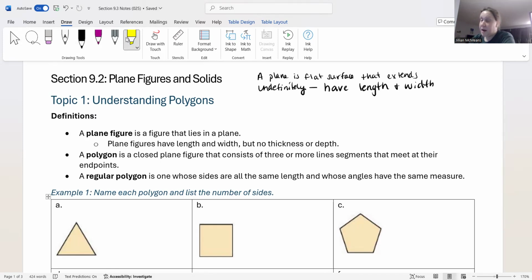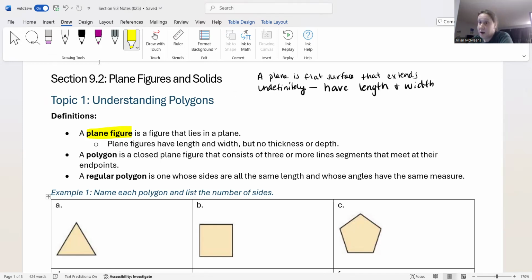Okay. Now that leads us to these definitions. A plane figure is a figure that lies in a plane. So think of something that we could draw on a piece of paper. That would be a plane figure. Plane figures have length and width, but no thickness or depth. Because a plane only has 2 dimensions, length and width, the figures that live on a plane can only have, essentially, 2 dimensions, length and width.